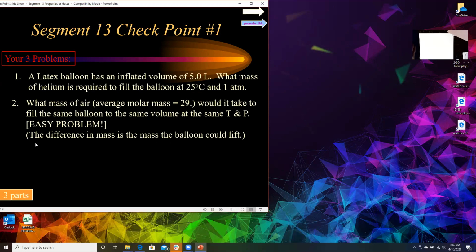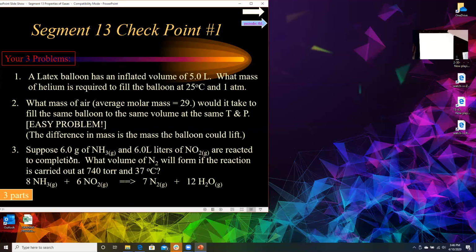Now, aside from this, I didn't ask you to calculate it, but if you took the difference in mass between the mass of the air that's in the balloon when it's filled to that volume, and the mass of the helium when filled to that volume, and subtract them, that gives you how much that helium balloon can lift. It's kind of interesting.